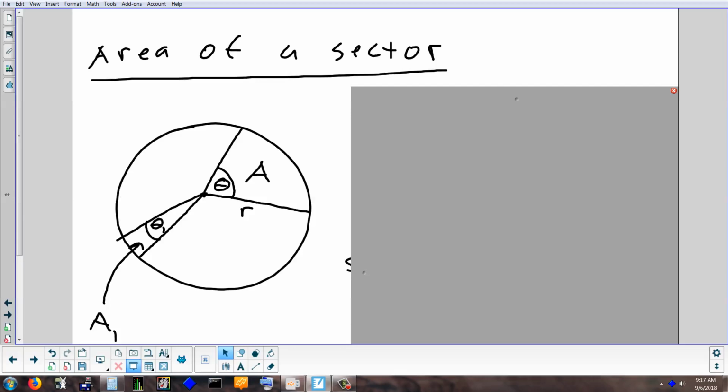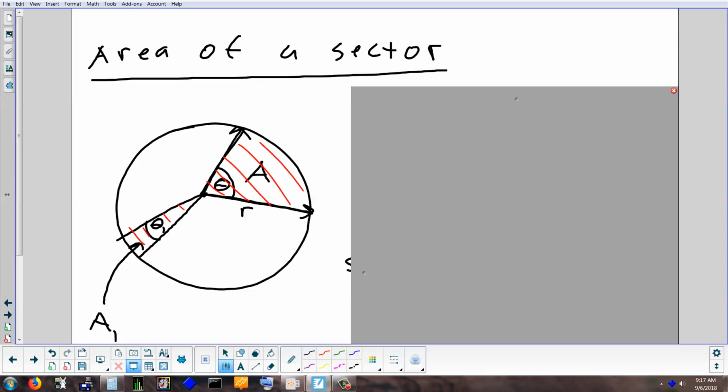So I've drawn two angles, theta and theta 1. And as the rays come out, they form a sector. Okay, the sector is right here. That's the sector. And then there's a smaller one right there.